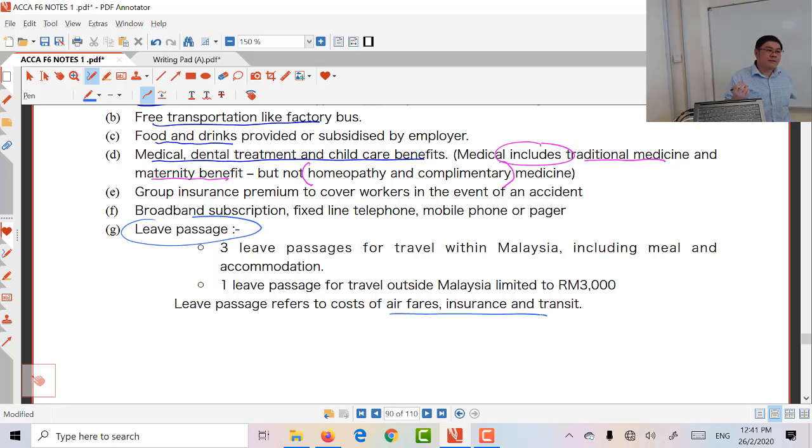Now, I'm going to ask my boss, how many times can I come back to Malaysia? Your boss said, I give you 2 times. Now, that 2 times is what? Free ticket, or I have to pay myself? So, if free ticket, that's a passage. There's a lot of time when you're required to work far from home, you must ask your boss the leave passage benefit, which is basically the free air ticket.